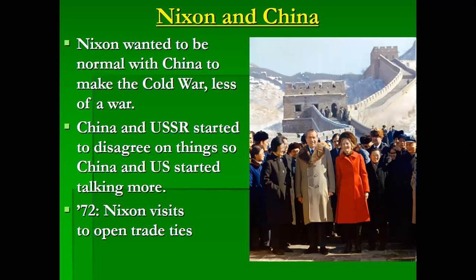It gets all the way to the point to where in 1972, Richard Nixon goes to visit China. First president to ever visit China. And they have a really, really great time. Nixon is great at impressing the Chinese. The Chinese love Nixon. All the way up until his death, the Chinese loved Nixon.